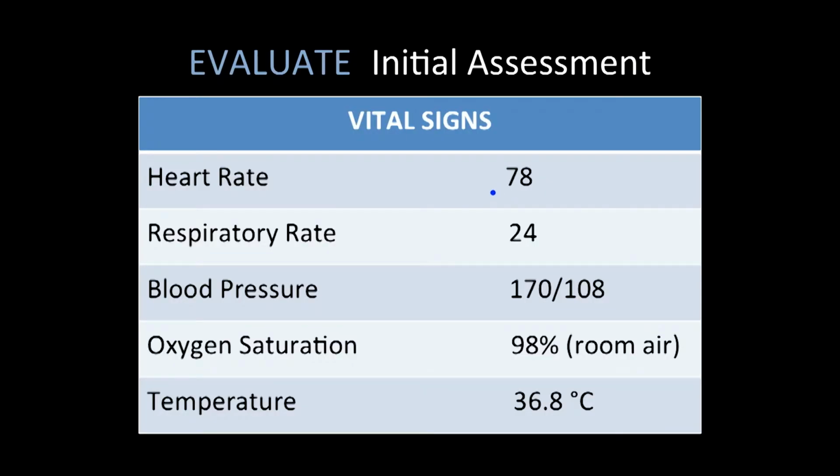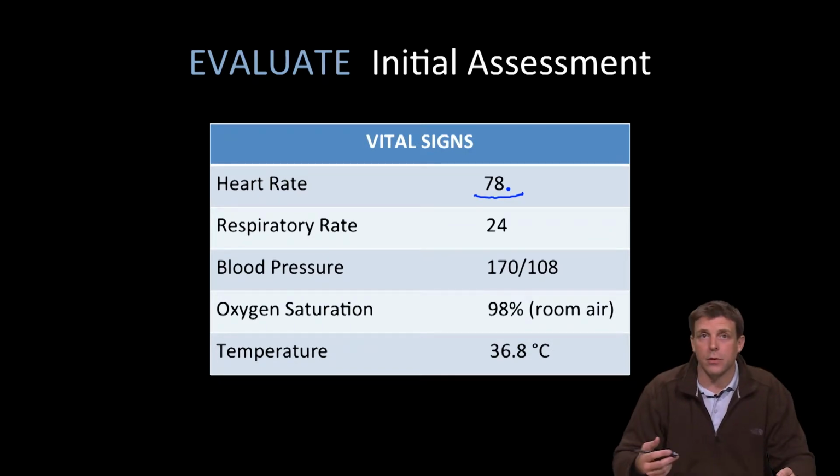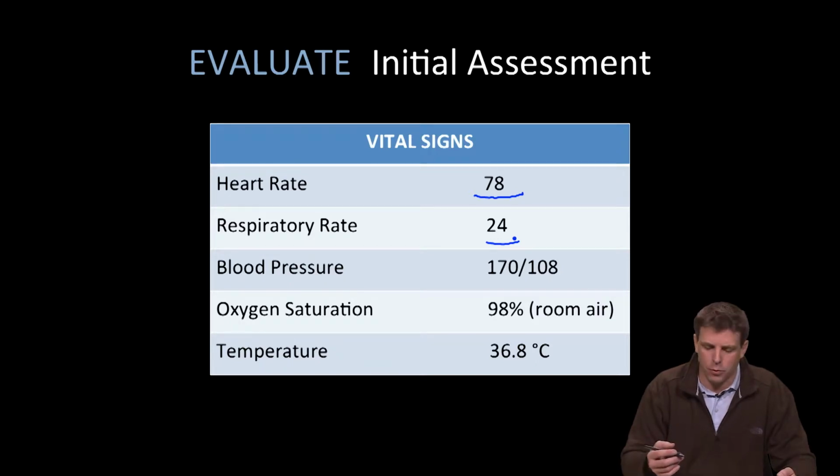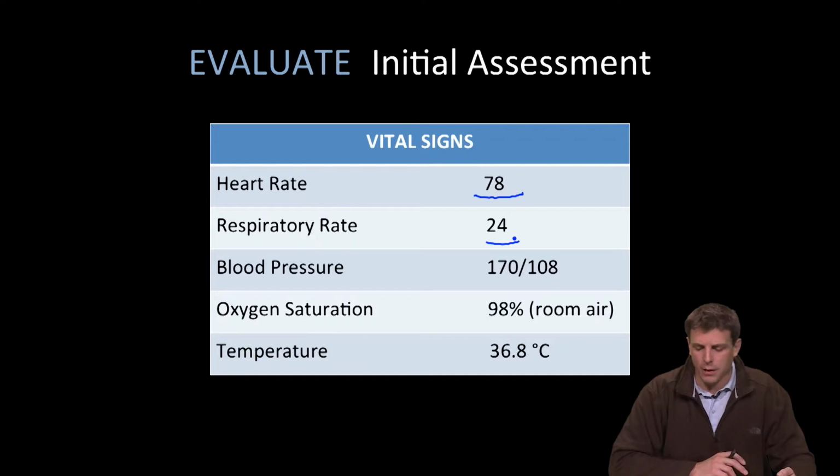So as you see, the heart rate is 78, and this is a normal heart rate. When we assess the patient's pulse and cardiac examination, the rhythm is regular. The respiratory rate is 24, perhaps slightly tachypneic, but also within the normal range. Blood pressure is elevated. The systolic pressure is 170 and the diastolic pressure is 108, and that is high, and we'll discuss that more in a second. The oxygen saturation is 98% on room air, and that, of course, is normal too. And the temperature is 38.6 degrees Celsius, which is, of course, also normal.